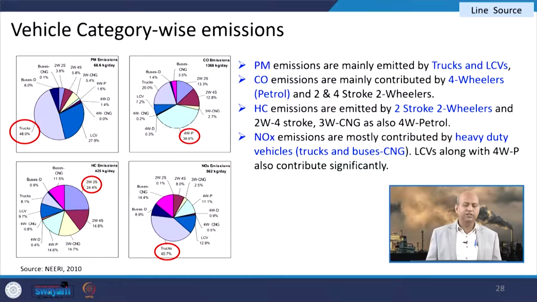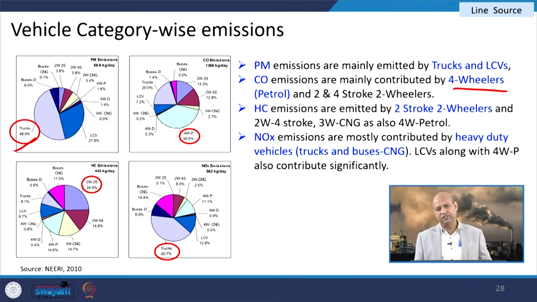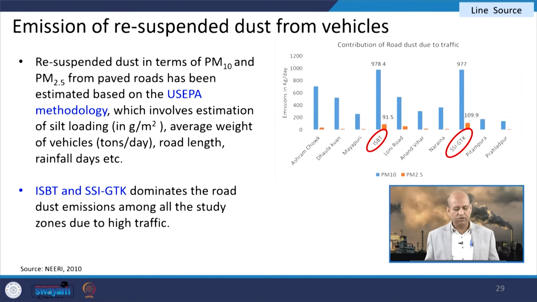Okay. When we see vehicle category wise emissions, particulate matter is mainly emitted from the trucks, as you can see around 48%, right. 38% or so of the CO emissions are coming basically from 4-wheelers. So if we want to curb or reduce the emissions of CO, then we need to focus on 4-wheelers first, right. If we talk about hydrocarbons, then they are mostly from 2-wheelers. So if you want to control hydrocarbons, then better to control the 2-wheeler related technology, and NOx emissions are basically coming from heavy duty vehicles, trucks, etc. So those are the major sources of different kinds of pollutants.